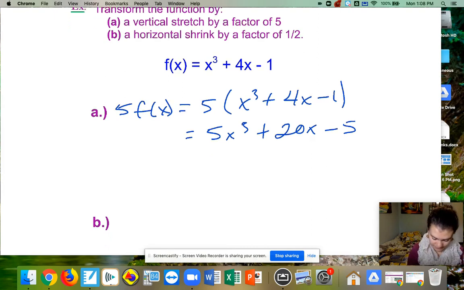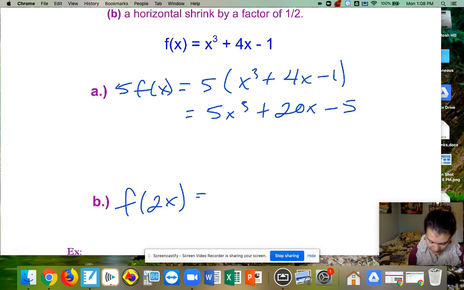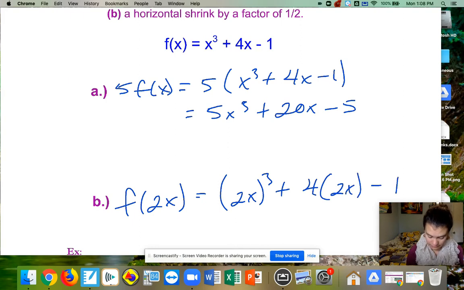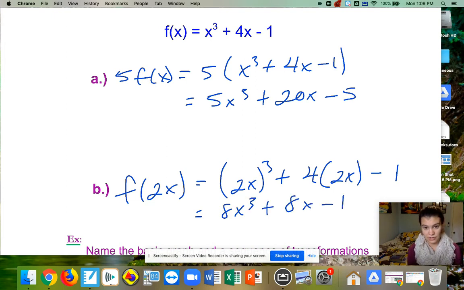For B, you have a horizontal shrink by a factor of 1/2. So it's going to affect the x part, and you need to flip it so you get times 2 instead of times 1/2. And then each x needs to be replaced with 2x. Like that. And we can simplify. We'll get 8x cubed plus 8x minus 1. And that's your answer.